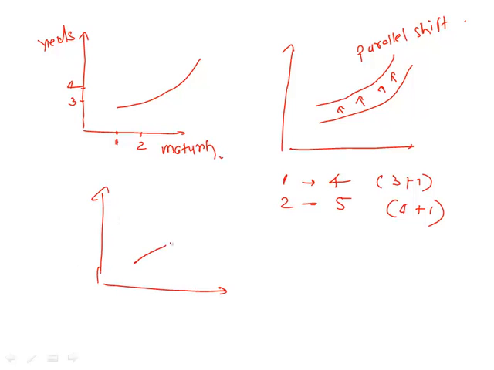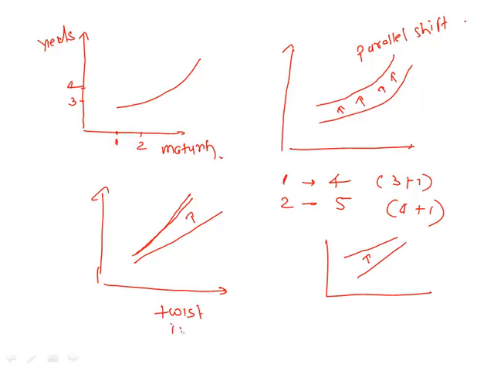Again, let's say this is your yield curve. What if the new yield curve, assume this to be a straight line, is somewhat like this? Or what if this is your yield curve, and the new yield curve is somewhat like this? Then what we say is that this is a twist in the yield curve. So know this is a twist, and this is also a twist in the yield curve.